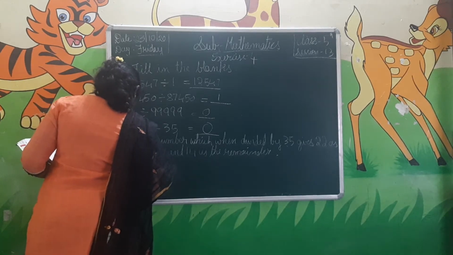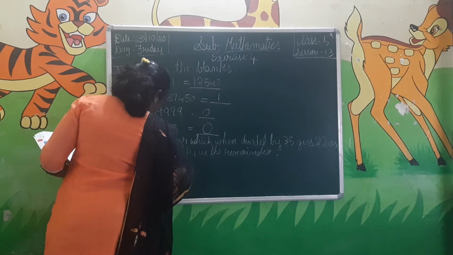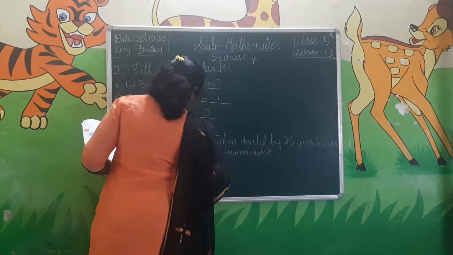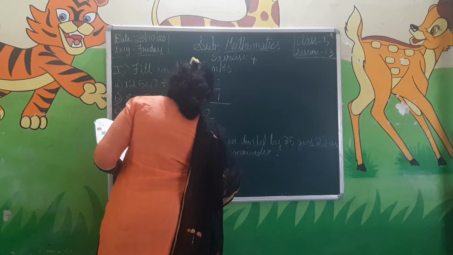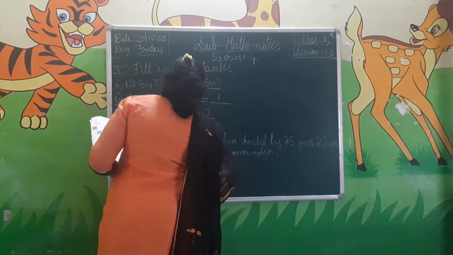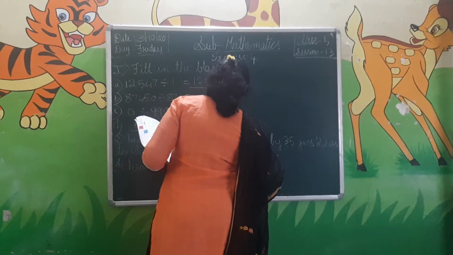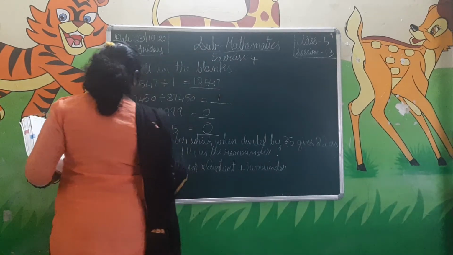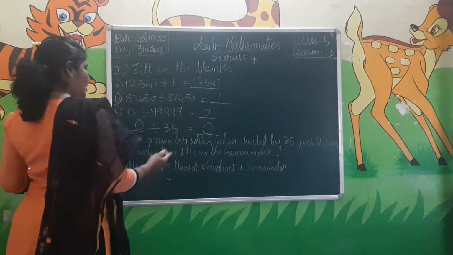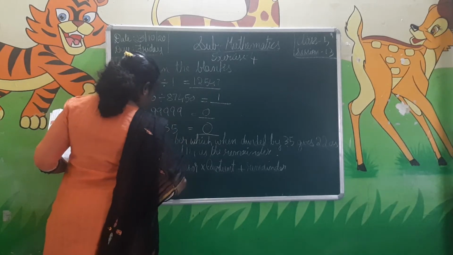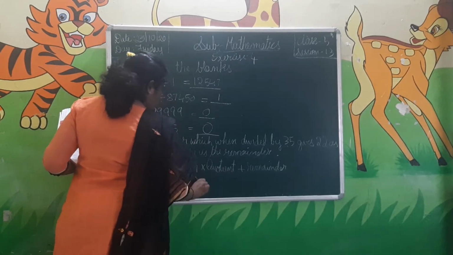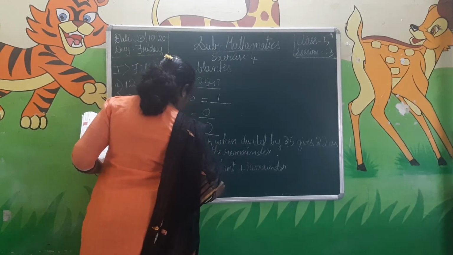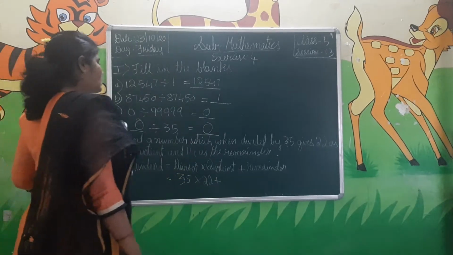Dividend is equal to divisor into quotient plus remainder. What is the divisor they gave? 35. They divide the number by 35, so 35 is the divisor, into quotient. What's the quotient we got? That is 22. So 35 into 22 plus the remainder, which is 14.